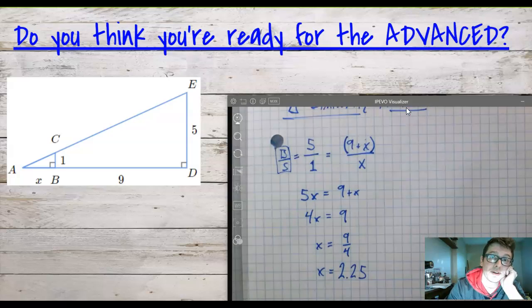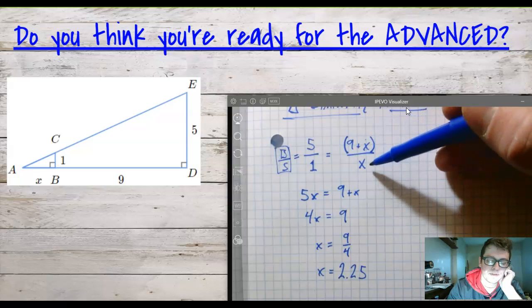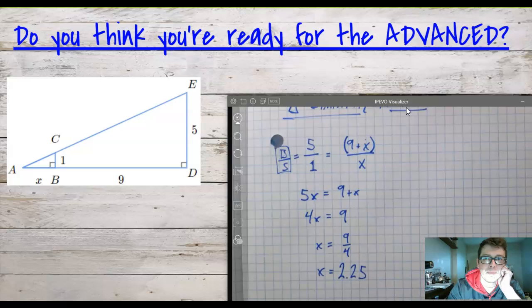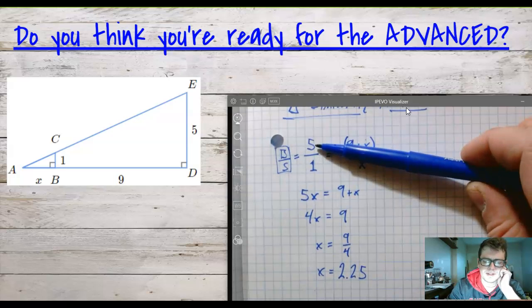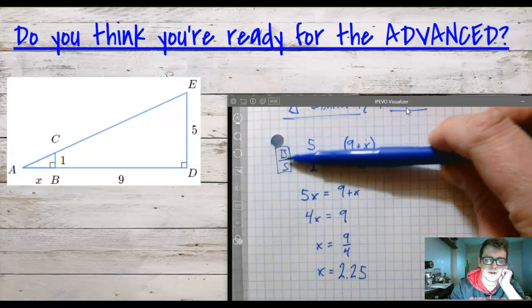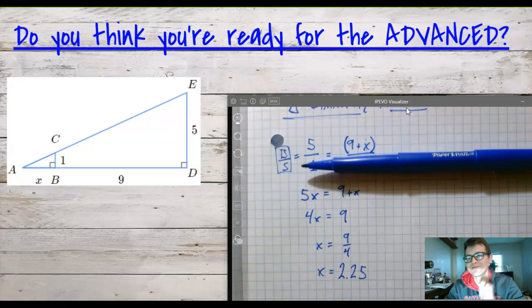Because you could also set up 1 over 5 equal to x over 9 plus x. You could set it up small over big. I find it easier to have the larger numbers on top and the binomial on top, just for how to look at things. So I would always advise putting the larger triangle over the smaller triangle. And if you don't want to write BS on your paper, you could write L over S. After I wrote it, I realized, oh, you just wrote BS.